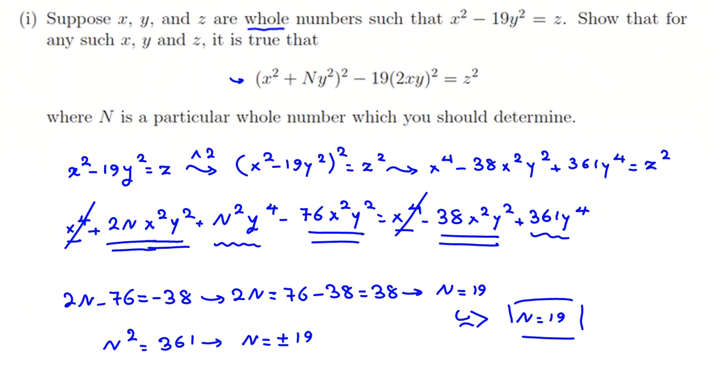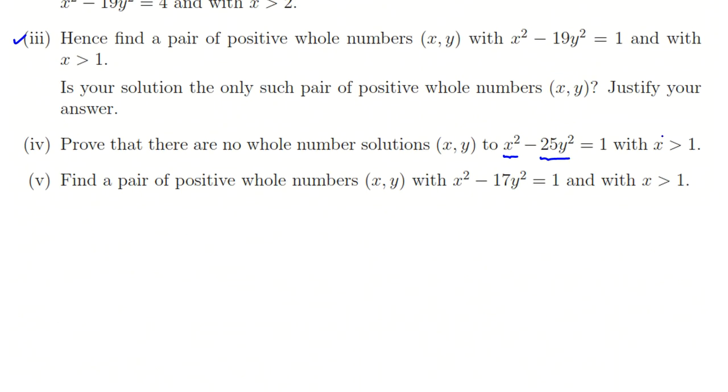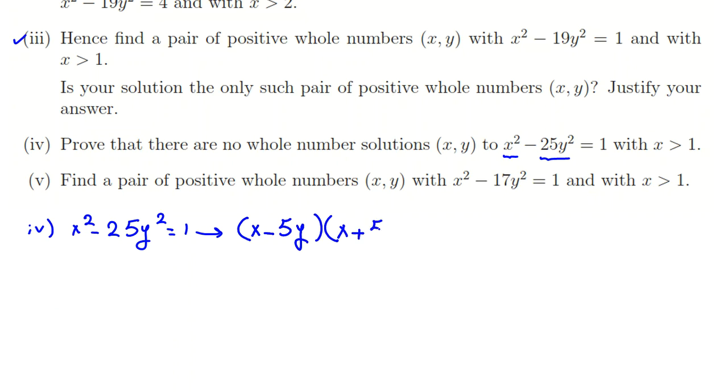Okay, so let's try. I can write it here. Part IV, x squared minus 25y squared equals 1. And then we can factorize: x minus 5y times x plus 5y equals 1. And what are the cases? Negative 1, negative 1, positive 1, positive 1. And I want to find x. It says x greater than 1.